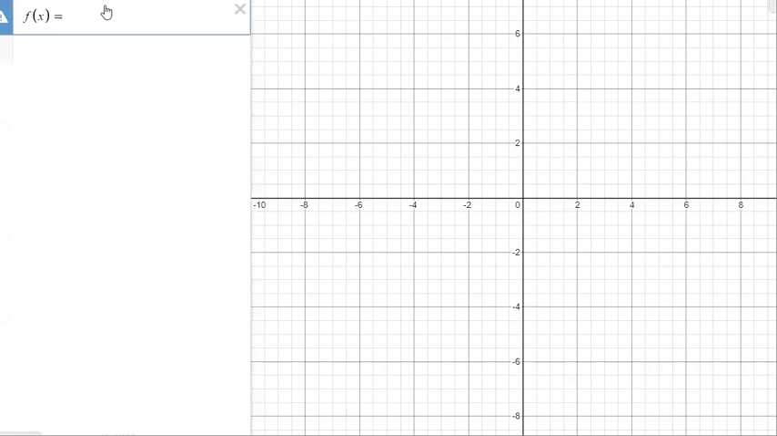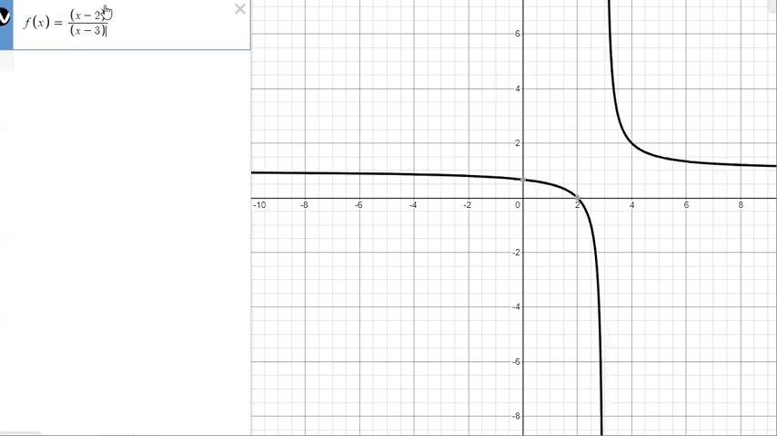F of x was x minus 2 over x minus 3. I'm putting both sides in parentheses, the top and the bottom, just to make sure I don't confuse anything with anything else. Okay? And I get this black function on the screen. That's going to be my rational function.